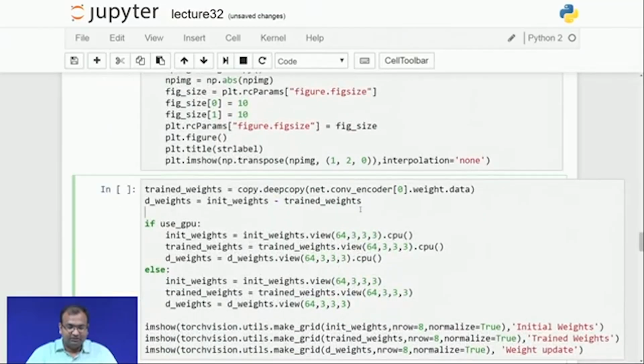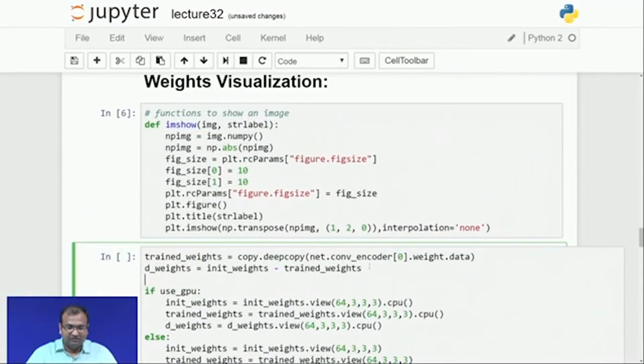Now once the whole training process is over, after defining this function, what I do is copy down all the weights which have been trained. My next part is to look at the difference of the weights, which gives me an idea of how much each weight has been updated within each of the kernels.